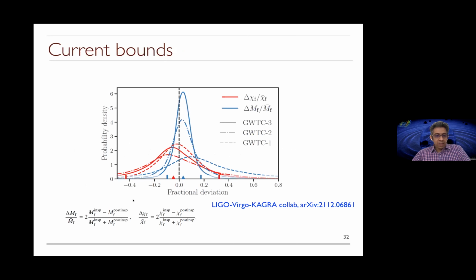Okay, so as mentioned, we construct this null variable. The delta MF is the difference between the final mass estimate from the inspiral and the post-inspiral, and we get the posterior distributions on the final mass and the final spin. We make it dimensionless by dividing it by the mean of it. You can see that this is a result from the latest catalog. They are all consistent with 0. The red is the spin and the blue is the mass, and you can see they are consistent with 0. There is nothing showing up here as well.